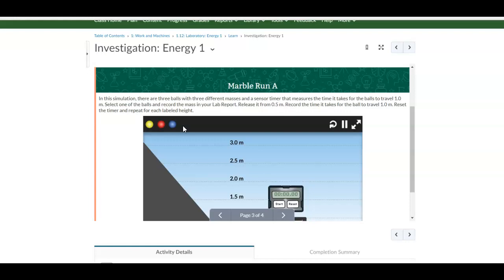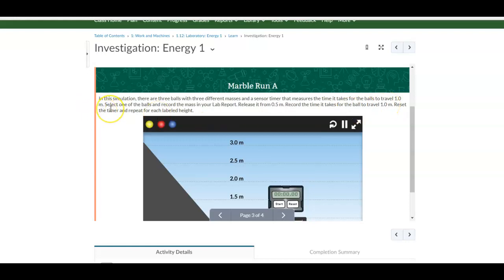So let's take a look at what we're dealing with. We know in an experiment we have variables, right? We have an independent variable. That's the thing that we are purposely changing. And in this case, we want to measure the ramp height. Remember, how does this height affect the potential energy? So that's our independent variable. The dependent variable is what we're measuring, right? So we're measuring the sensor time that measures the time it takes for the ball to travel 1 meter. Okay, so it's basically calculating the speed for us, but that's what we're measuring. That's the dependent variable, the time it takes for the ball to travel 1 meter.